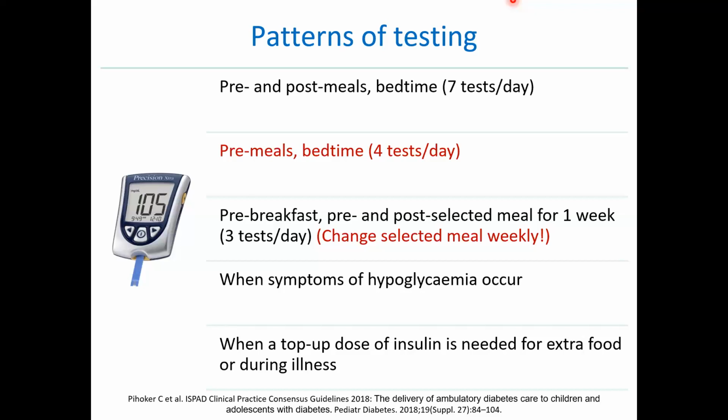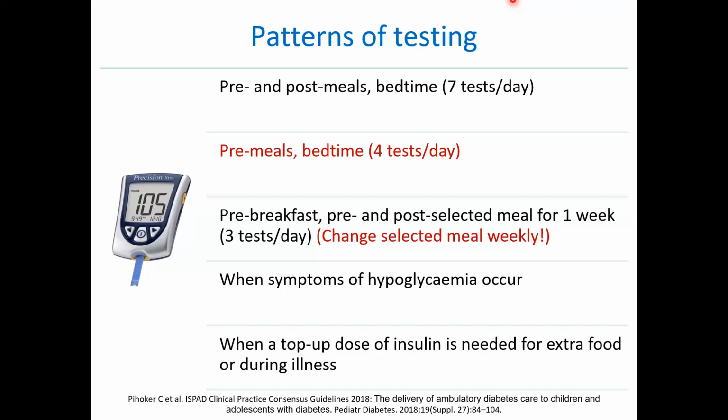However, in our setting, many patients do not have access to this. Like in Kenyatta Hospital, most of the patients test 4 times a day, usually pre-meals and at bedtime. We also have the option of doing 3 tests per day, okay? We call it structured testing, whereby, for example, you change the selected meal they're testing around every week. For example, this week, we can say that we are testing pre-breakfast, pre-lunch, and post-dinner, okay? Then next week, they change and they will test post-breakfast, post-lunch, and maybe at bedtime.